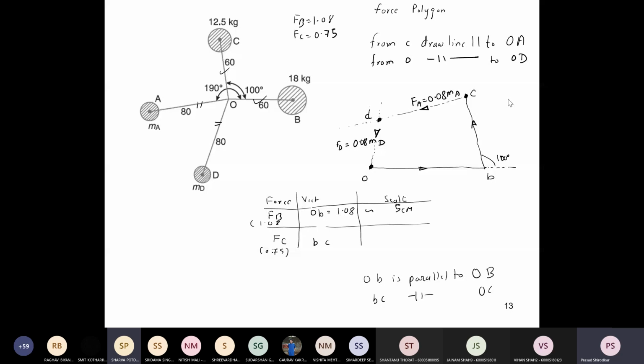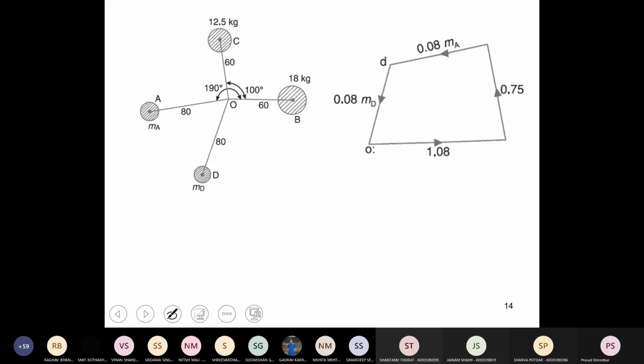Sir, the lines for the CD and OD in the force polygon, are they dotted or solid? No, no, solid. I have just drawn it dotted for this part. Okay. You have to draw it like this. Alright, so I just reconstructed the polygon on this next page. If you have any questions, please ask.